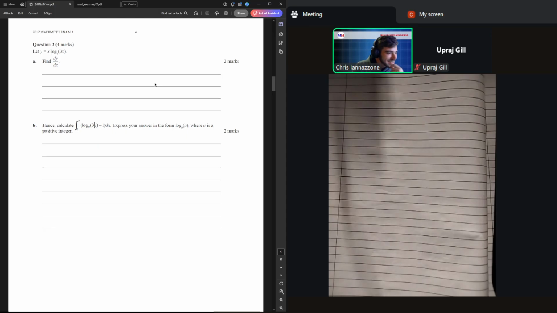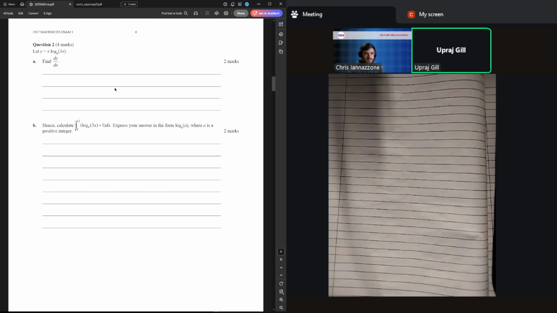Okay, next up, hence calculate this definite integral. Sure, we will express our answer in a particular form, but that's secondary. So these kinds of questions, do you recognize the overall procedure we follow here?